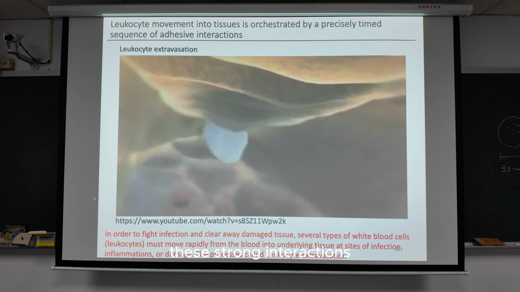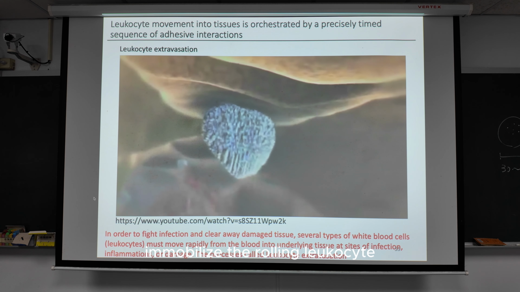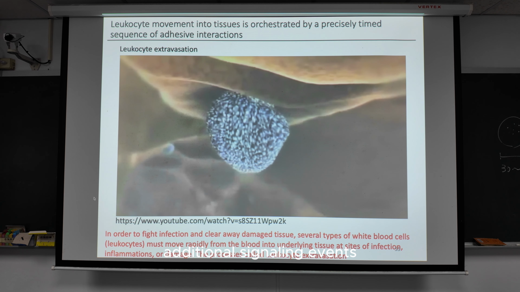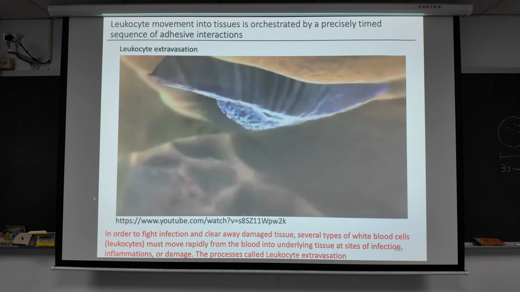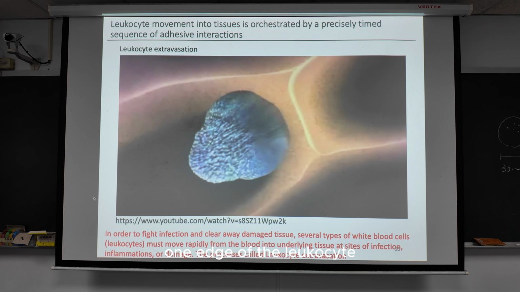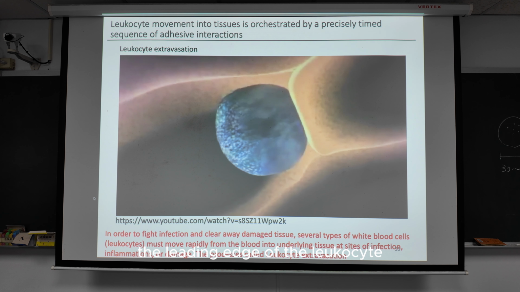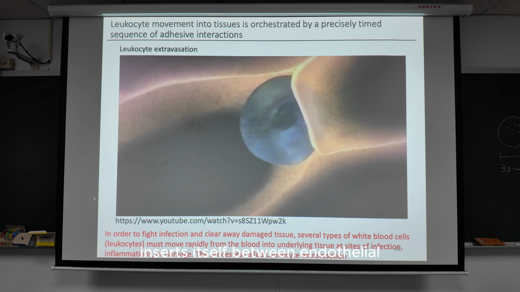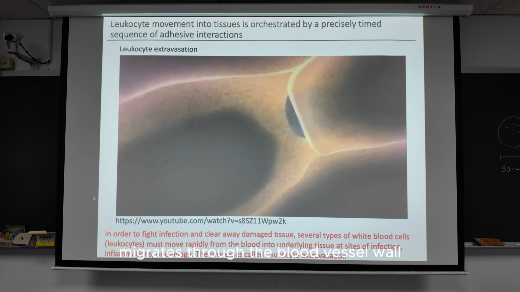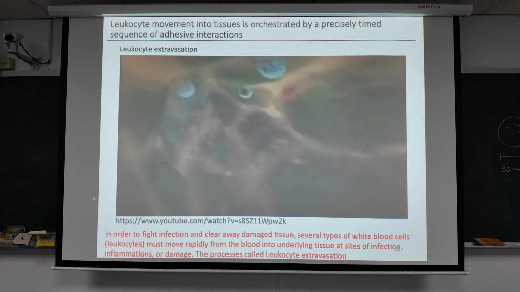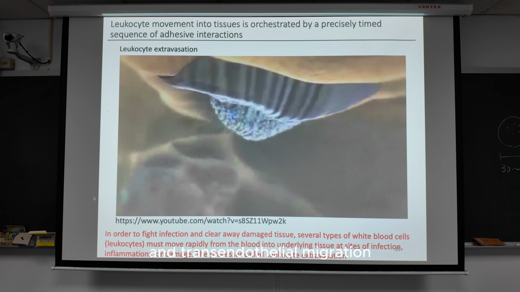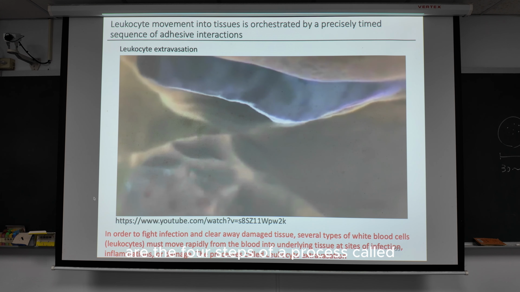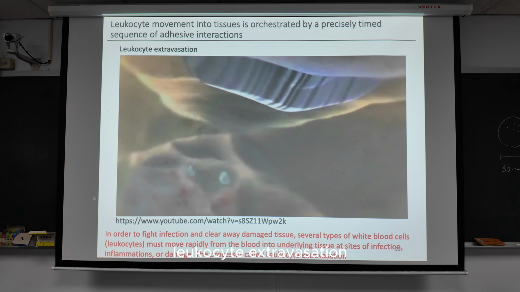These strong interactions immobilize the rolling leukocyte at the site of inflammation. Additional signaling events cause a profound reorganization of the cytoskeleton, resulting in the spreading of one edge of the leukocyte. The leading edge of the leukocyte inserts itself between endothelial cells, and the leukocyte migrates through the blood vessel wall into the inflamed tissue. Rolling, activation, adhesion, and transendothelial migration are the four steps of a process called leukocyte extravasation.